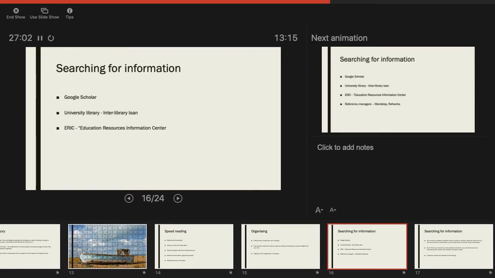Okay, and then another source you could use is ERIC, which stands for the Education Resources Information Center. ERIC is actually funded by the United States Department of Education, so it's quite a large platform. Again, you can use it to search for publications, or rather topics or even concepts that you want to look at.